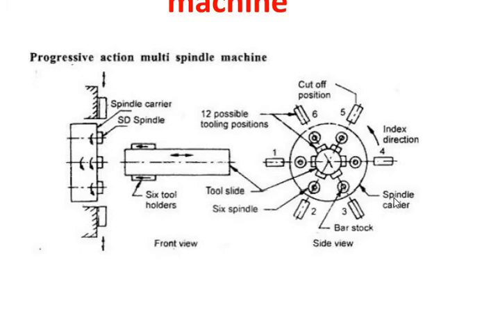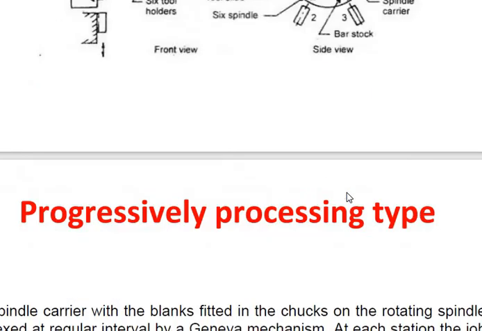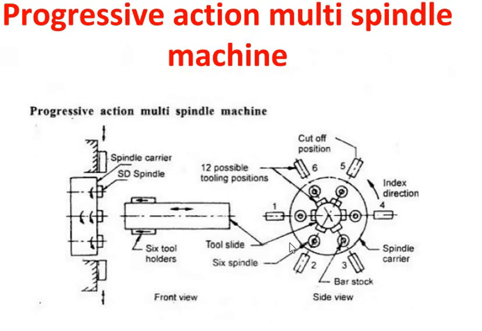Okay, next is the progressive Yolkin processing type. The spindle carrier, with the blanks fitted in the chucks on rotating spindles, is indexed at regular intervals by the Geneva mechanism. You can see this in the figure itself; it indicates the Geneva mechanism.